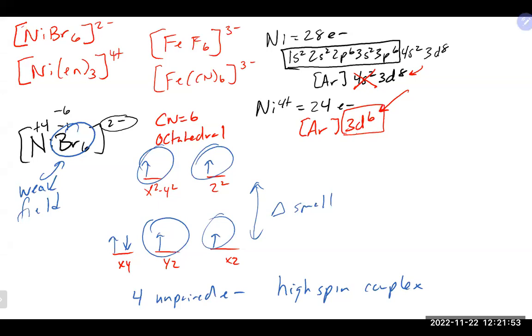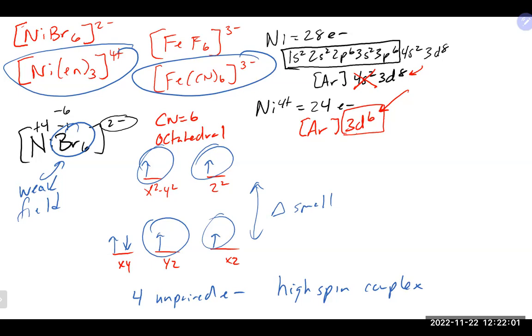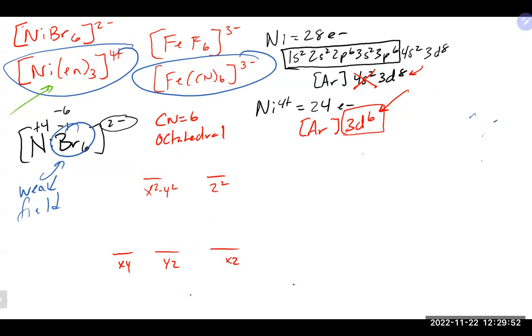All right, so why don't you try this one and this one here. So draw the splitting that occurs and determine how many unpaired electrons you would have in each case. So how many unpaired electrons, and also draw the splitting there. Consider what we're dealing with in terms of charge, coordination number, and all those good things.